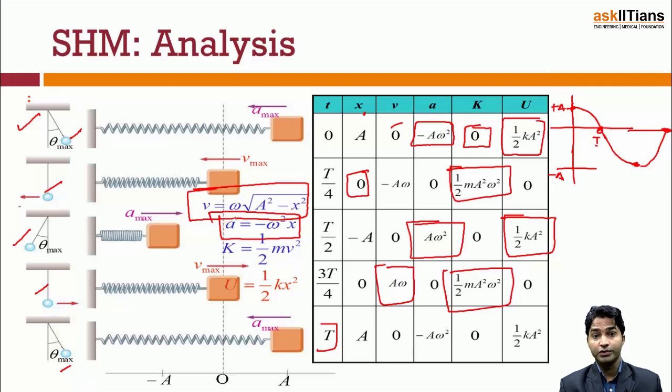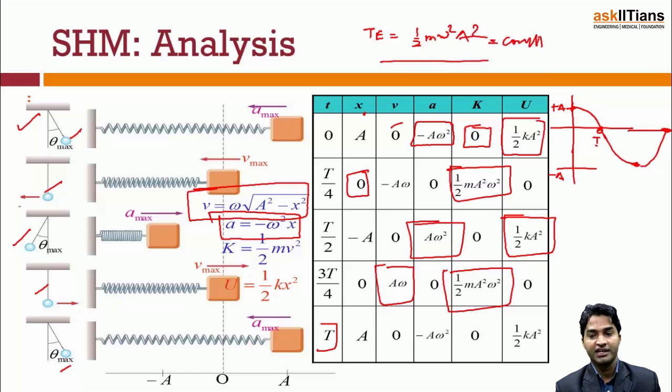That is always in the opposite direction to the displacement. Kinetic energy is 1 by 2 mv square, and potential energy is 1 by 2 kx square, and the total sum of energy is 1 by 2 m omega square into a square. That is always a constant quantity.